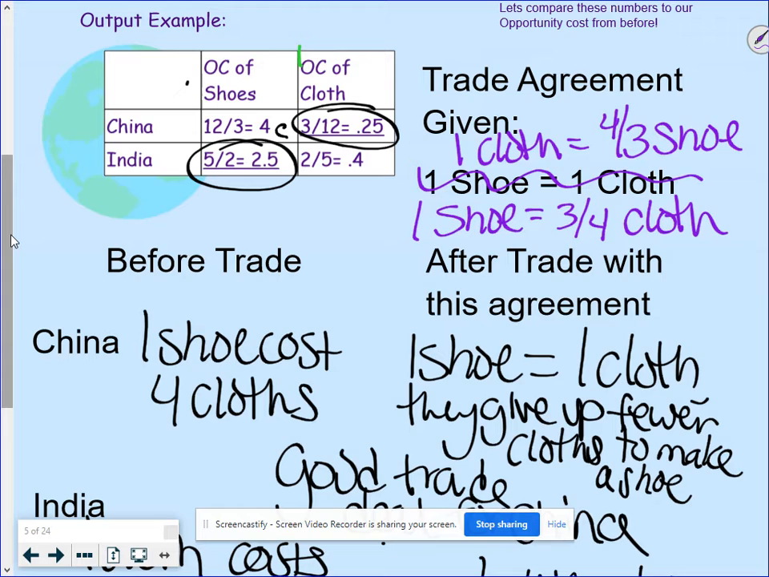Okay, so China, they care about the price of shoes. So what does a shoe cost for themselves? 4. Now one shoe costs 3/4. 3/4 is a whole lot less than 4. So China's going to say yay to this.